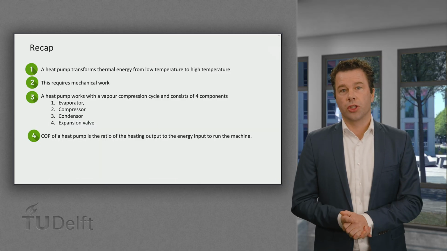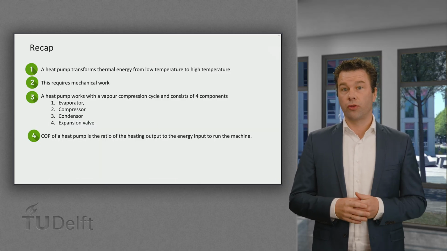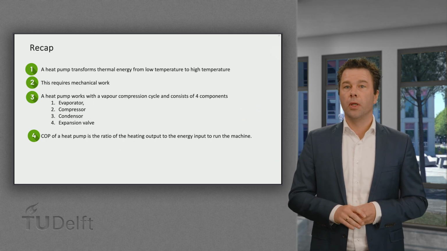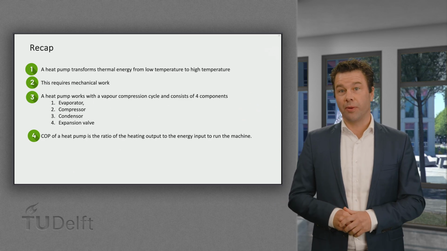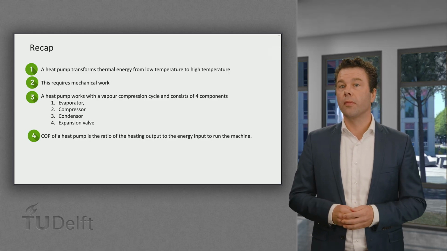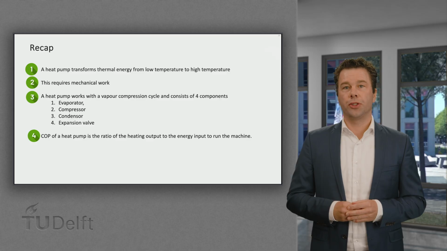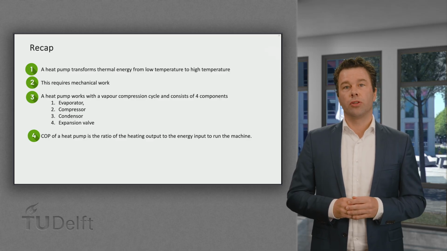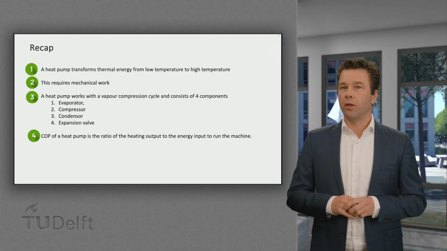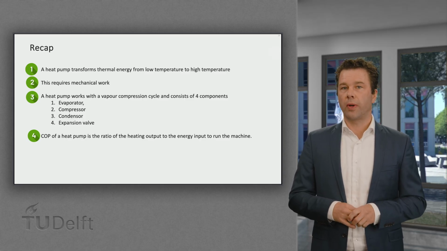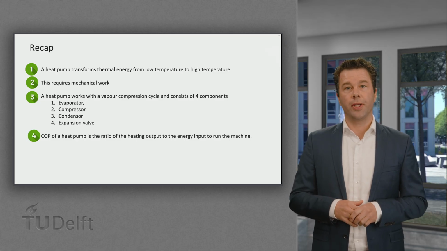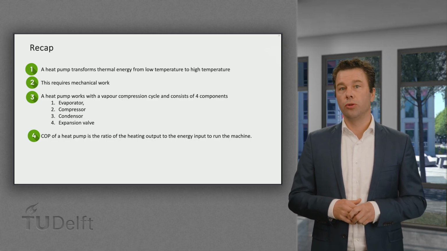To summarize our learnings, we have learned that heat pumps transform thermal energy from low temperature to high temperature. Because this is in the opposite direction of the normal flow of heat, this requires mechanical work. The vapor compression cycle consists of 4 key components to run the cycle. The performance of a heat pump is usually described by the COP, which is the ratio of the heating output over the primary energy input to run the machine.